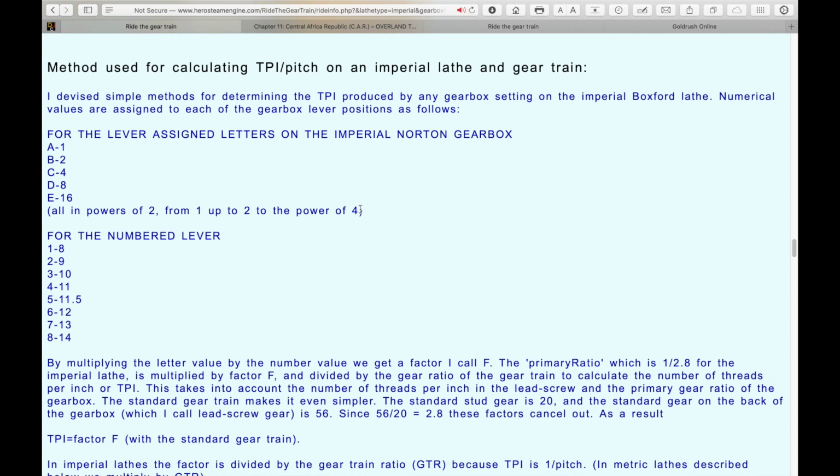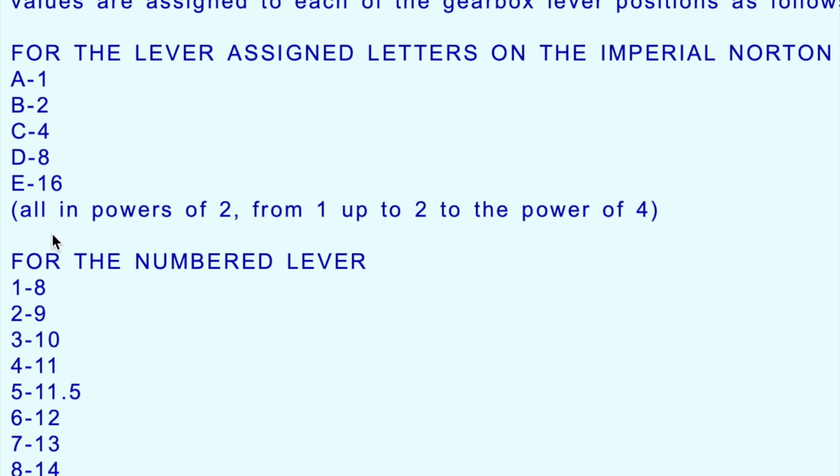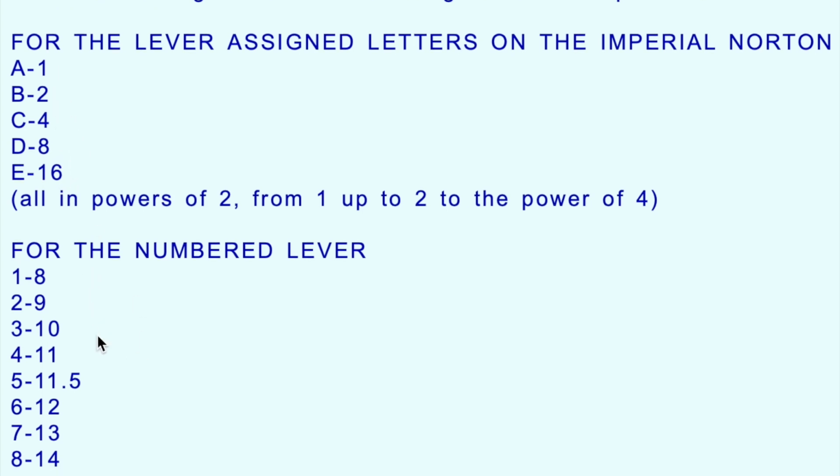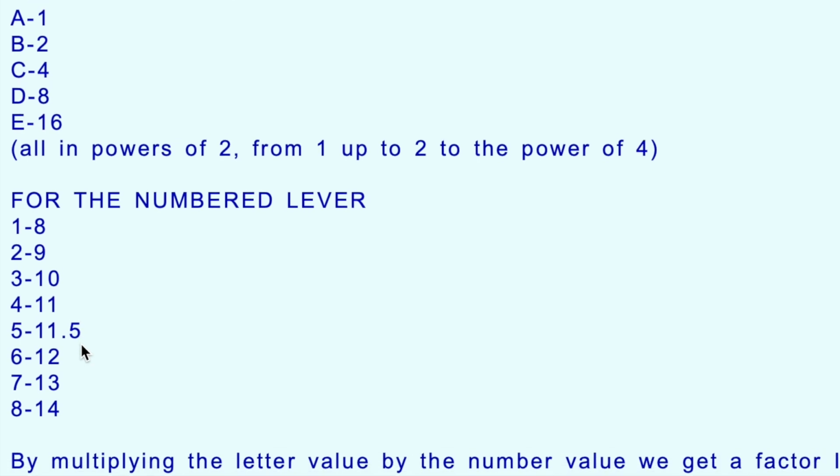I've already actually alluded to it. The method that I devised myself for working out the threads per inch has simplified things a lot. That is by assigning numbers to the positions on the gear levers. So again, this is the imperial lathe, and you have numbers 1 to 16 on the letters A to E on one lever, and the other lever you set has numbers 1 to 8, but the numbers assigned to those positions are 8 to 14. If you want to know how many threads per inch you're going to get with any particular setting, you just multiply these numbers together, but you have to do a little bit more manipulation as well.